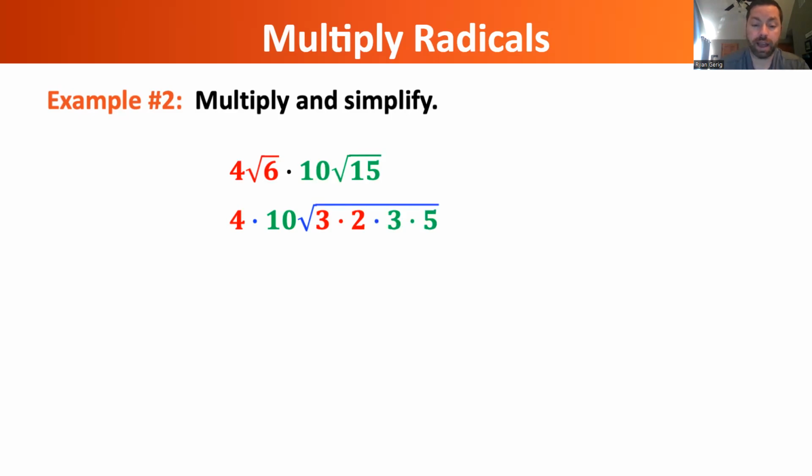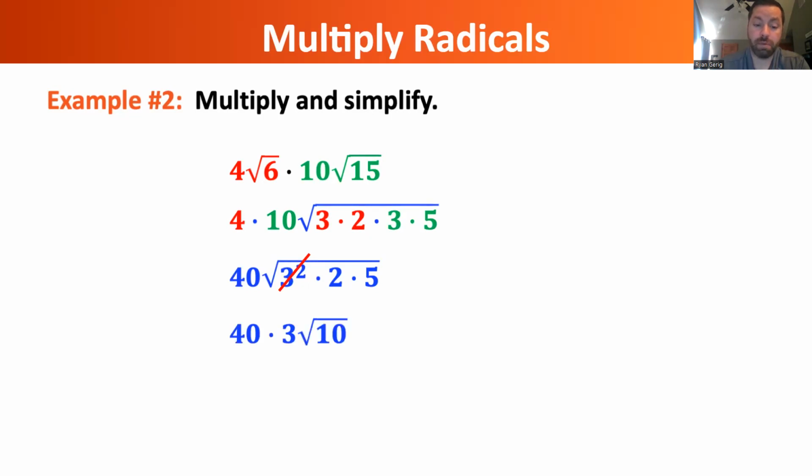Now, why break them down like that? Well, now I can put the 3's together and say 3 squared. Notice what I did with the 4 and the 10. They made 40. The 3 times 3 makes 3 squared. The 2 is unpaired, and the 5 is not paired. They don't have a squared there. So now I can take the square root of 3 squared, which is 3.